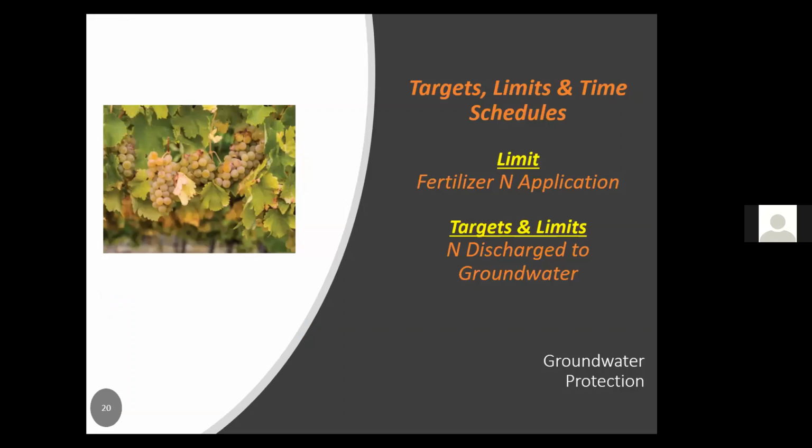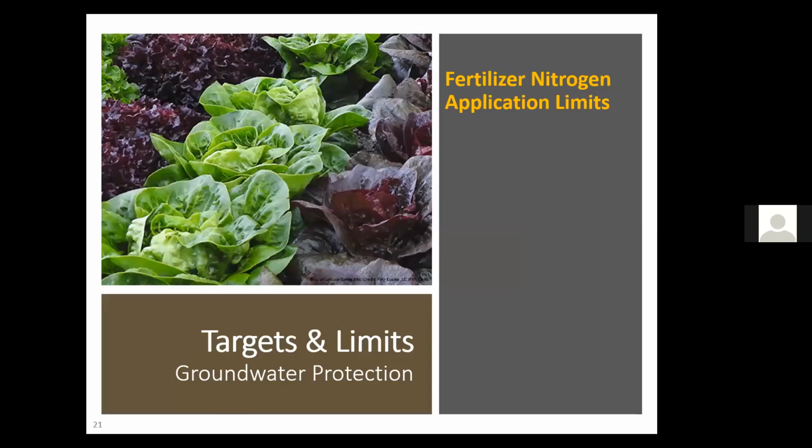My next topic focuses on the quantifiable milestones that Chris referred to, and these are the ones that are required for the groundwater protection. These milestones are the fertilizer application limits and the targets and limits for nitrogen discharged to groundwater. Regarding the first milestones, the fertilizer application limit's purpose is to reduce the over-application of fertilizer on crops. All ranches must comply with this requirement starting in 2022. This is not one of the phased-in requirements.